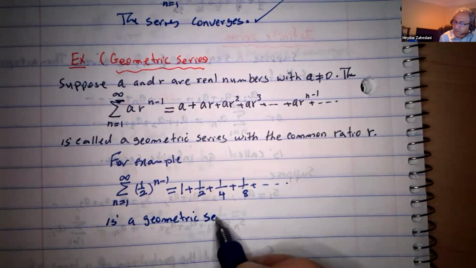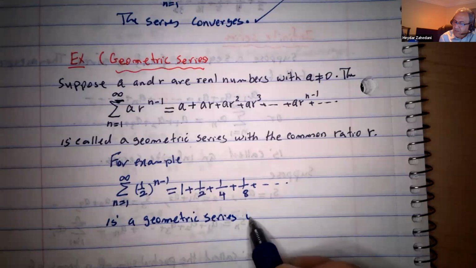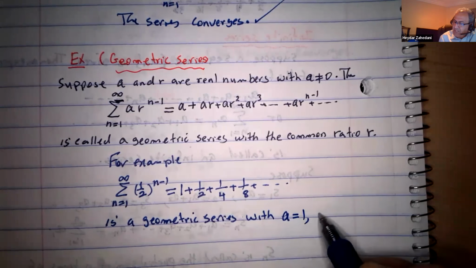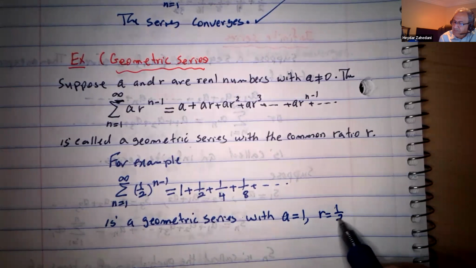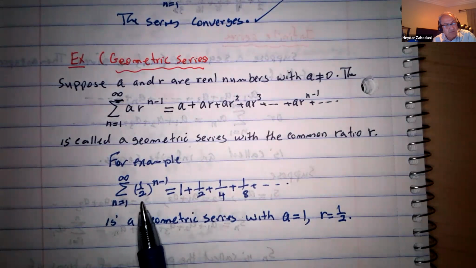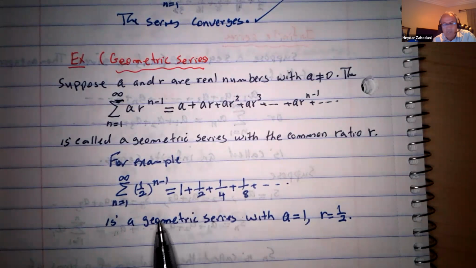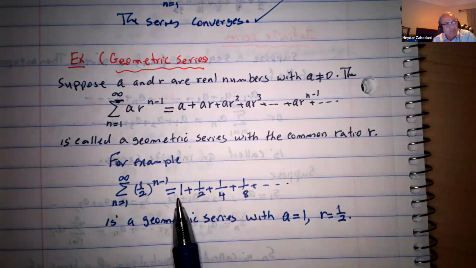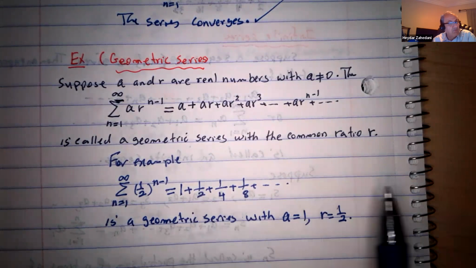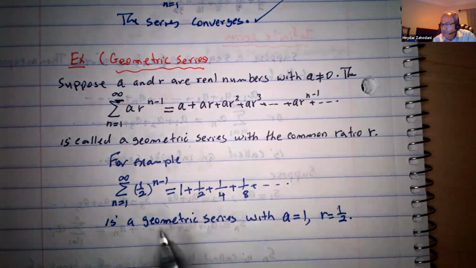Geometric series with the first term A equal to 1, and the common ratio is 1/2. You see, it's clear that 1/2 is the common ratio. Otherwise, you divide any two consecutive terms. Divide the second term by the first term, that gives 1/2. Divide the 1/4 by 1/2, that gives 1/2 again. So this is going to be a geometric series with that common ratio.